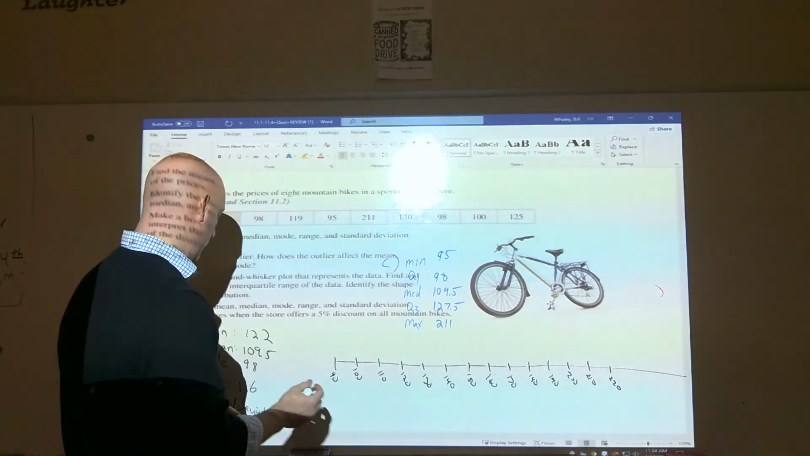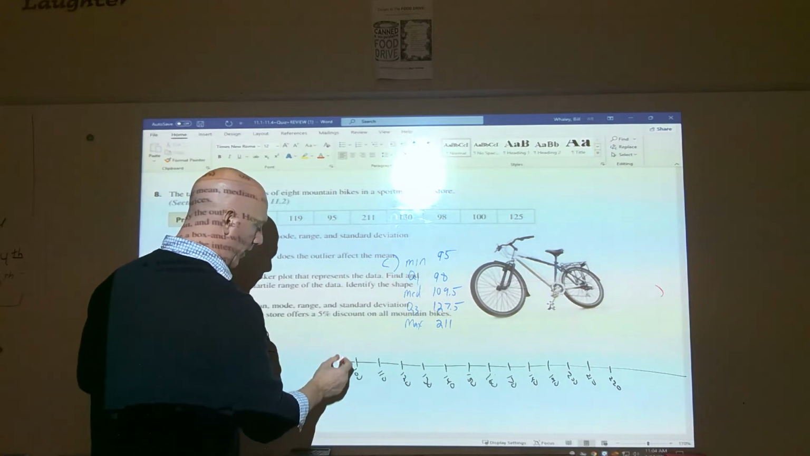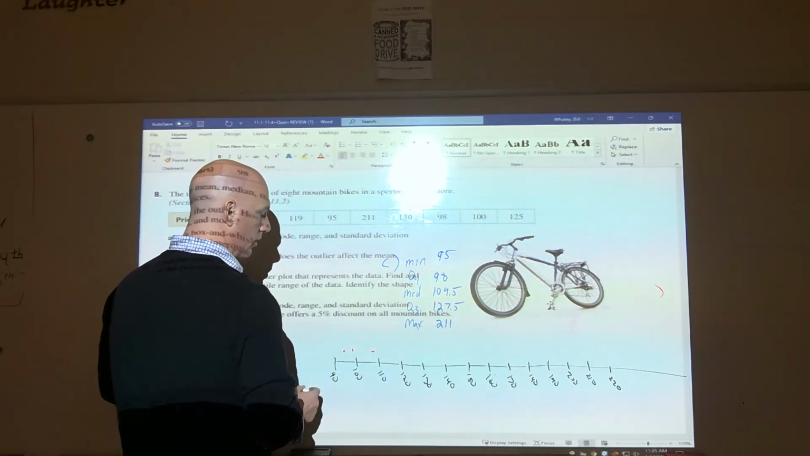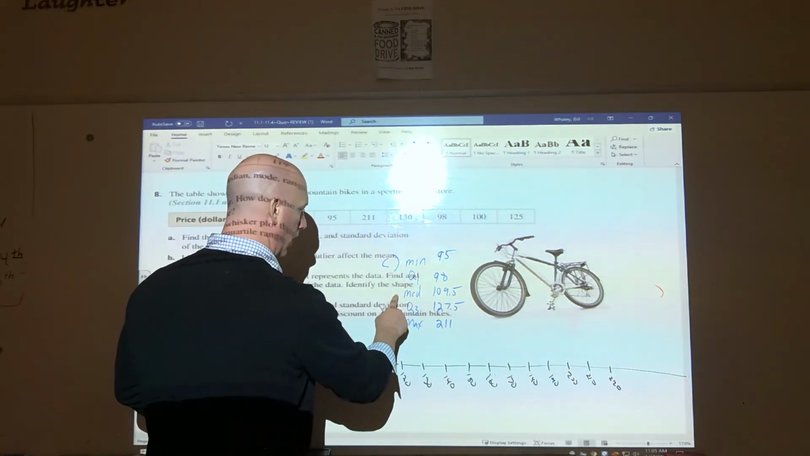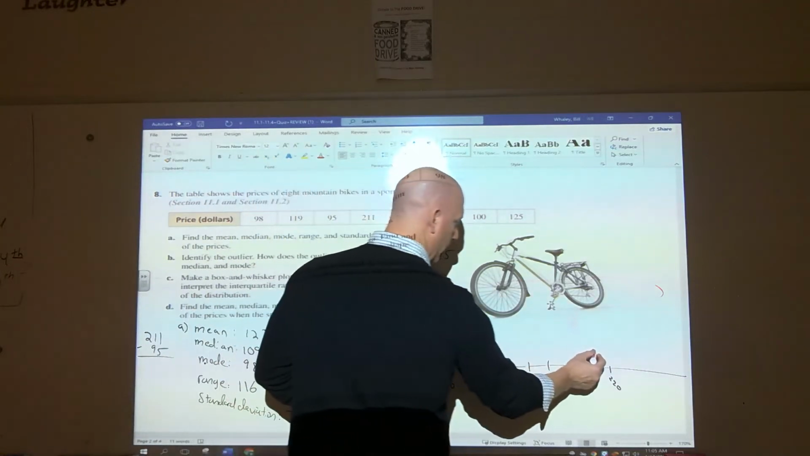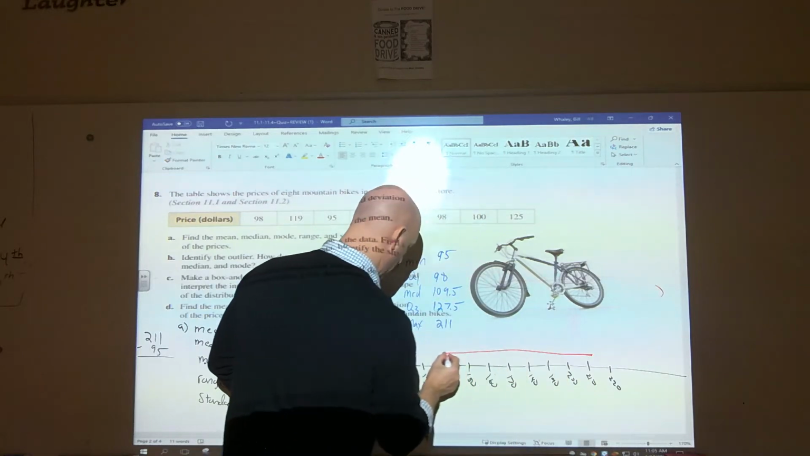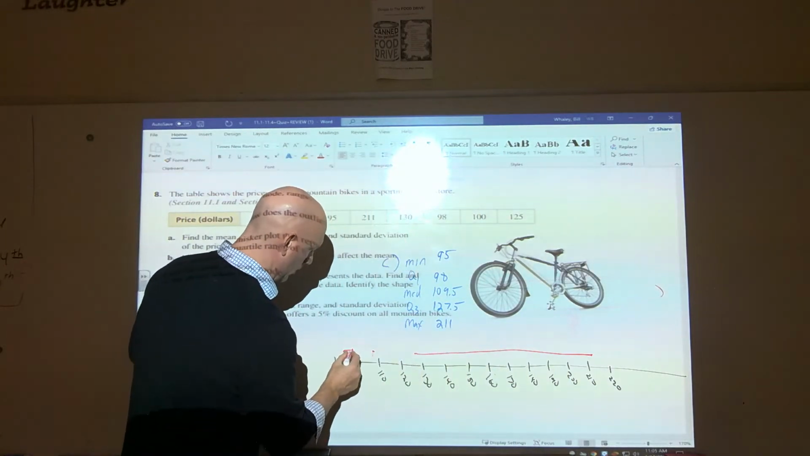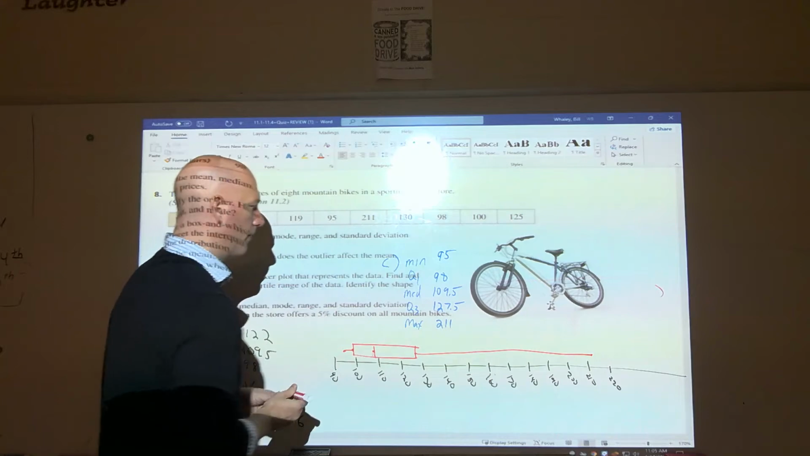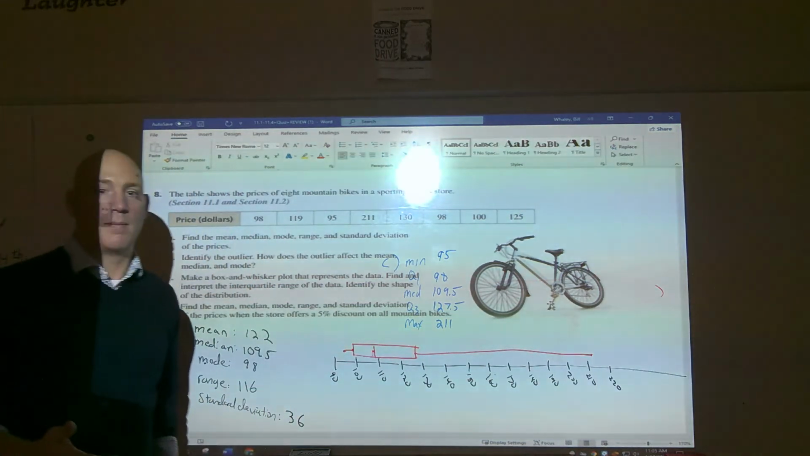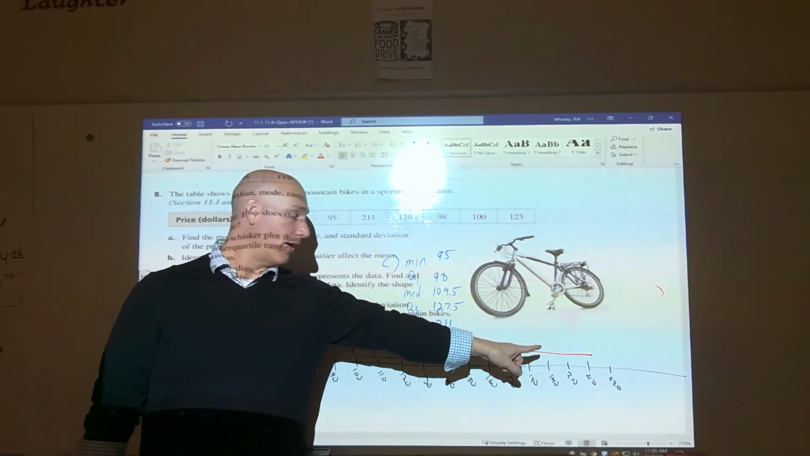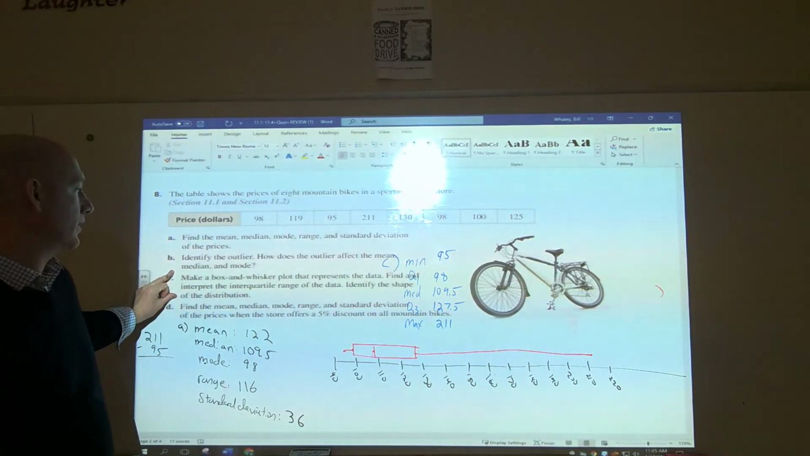Put your 5-number summary in. My first one is at 95, then at 98, then at 109.5, then at 127.5, and all the way down here at 211. So I made my box and whisker plot, and you can see why that's called an outlier. Look how far over there that 211 is. And let's see what they ask us here to do.